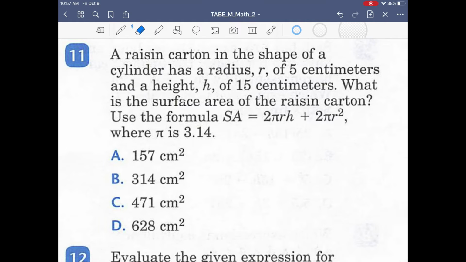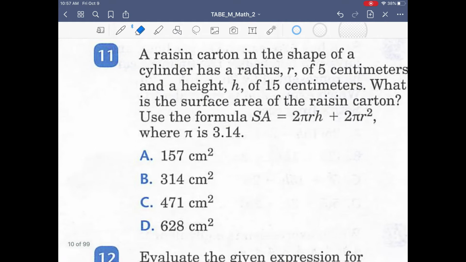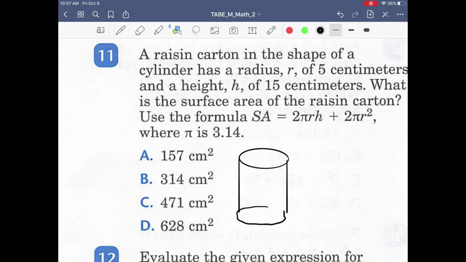Number 11. A raisin carton in the shape of a cylinder, and while I'm thinking about it, let me draw a cylinder for you, or try to. I'm not an artist. But a cylinder has a circular top and bottom. So something sort of like that. Oh, that's not a very good one. I tell you what, let's make that bottom squared off.